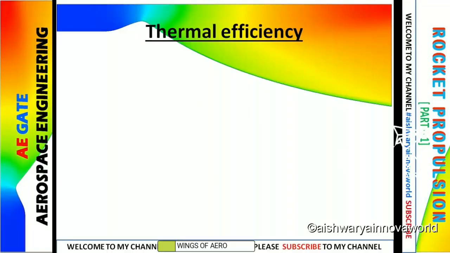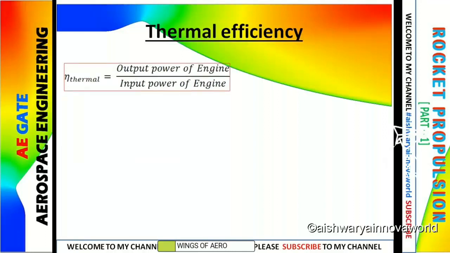Now comes the thermal efficiency. Thermal efficiency is a ratio between the output power of the engine by the input power of the engine, which can be written as eta thermal equals (VE square plus U square) by 2 CV. What is VE? It is an effective jet velocity, U is a forward velocity or a flight velocity we can say, and CV is a heat added or a calorific value.